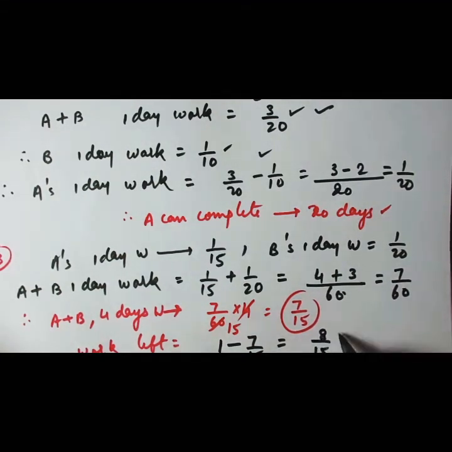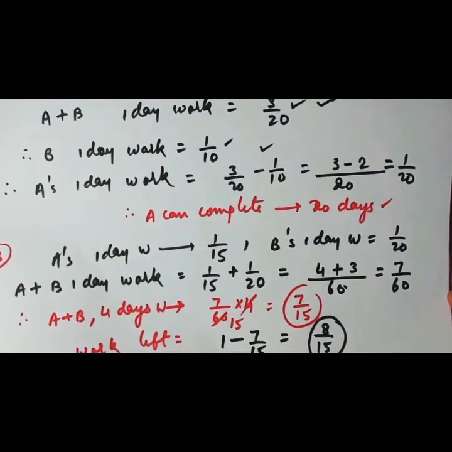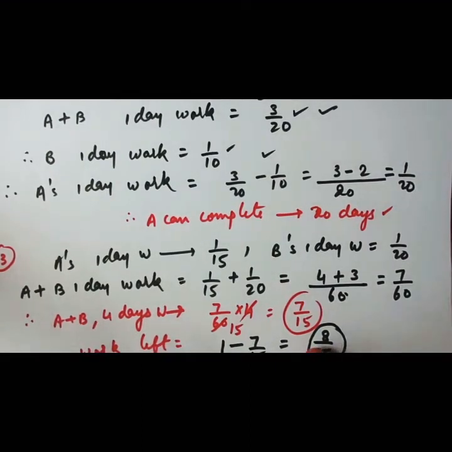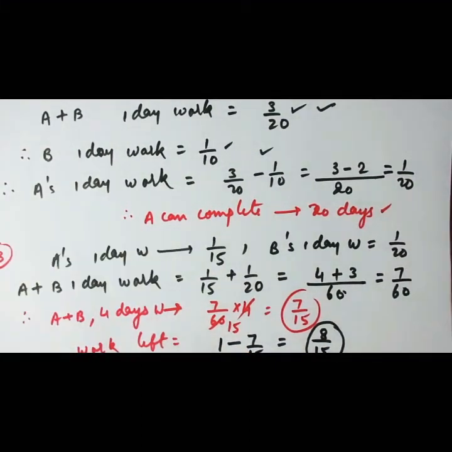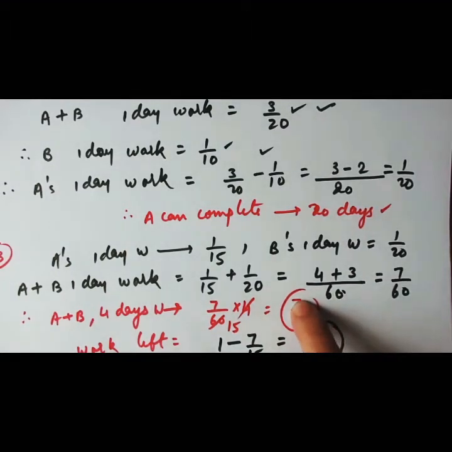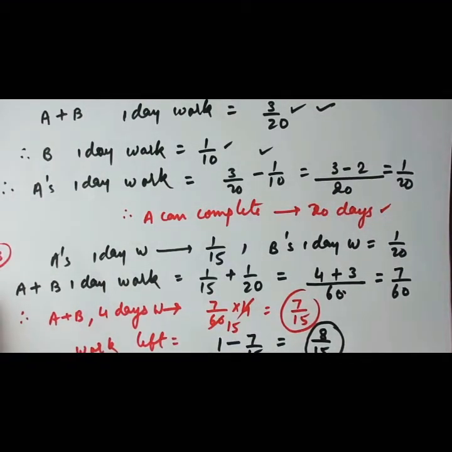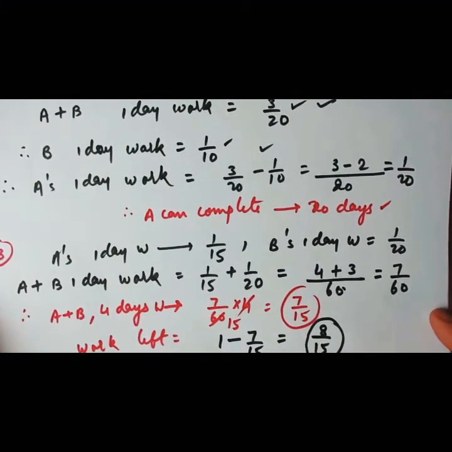8 by 15. Or anyway, you need not subtract 7 by 15 from 1. You can directly write 8 by 15, because out of 15, when 7 work has been done, it's very natural that 8 work is not done. So here you people can see how beautifully this particular sum has been covered.